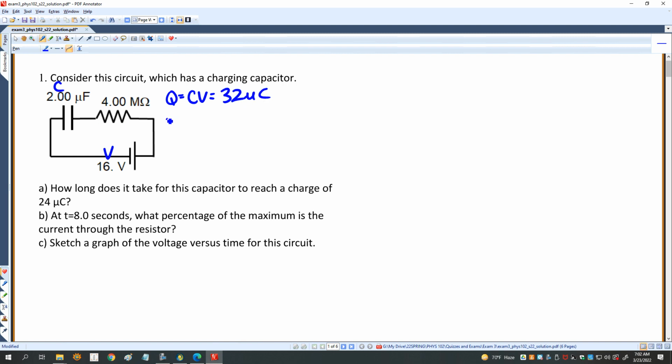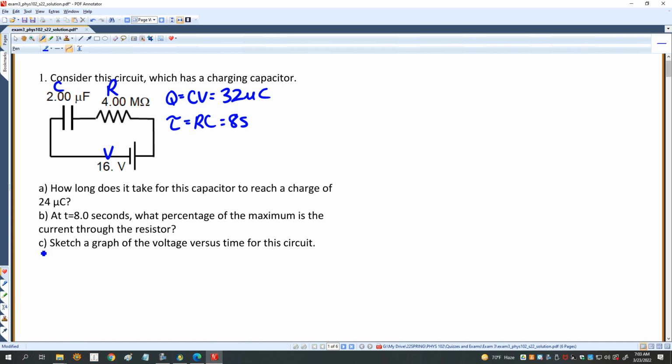Also, let's go ahead and calculate the time constant. We're going to need that. Tau is equal to R times C. This is R times C, 4 times 2, that's 8 seconds. The micro and the mega cancel out. Mega is 10 to the 6, micro is 10 to the minus 6.